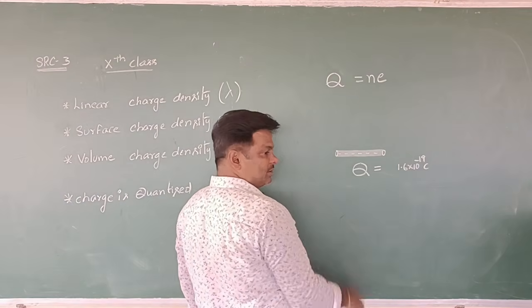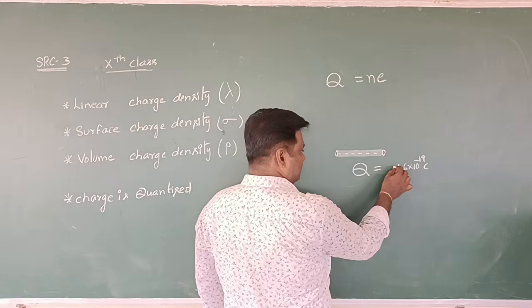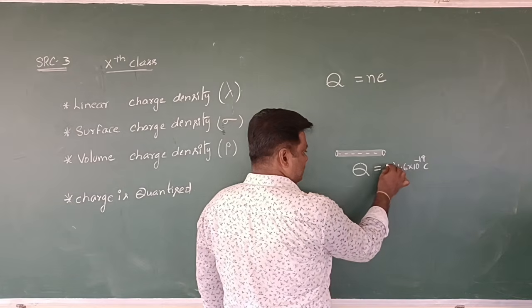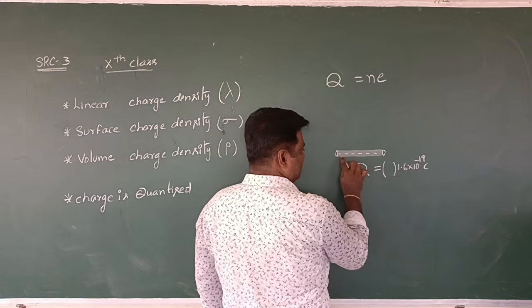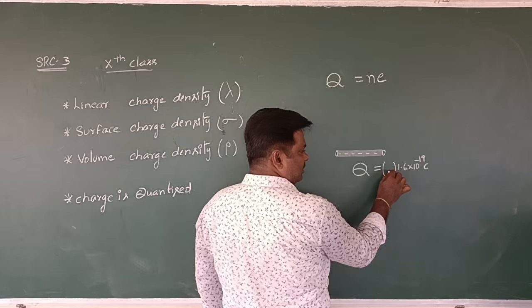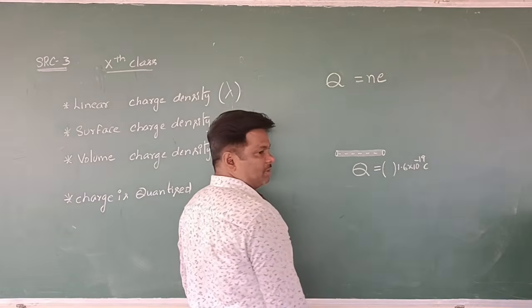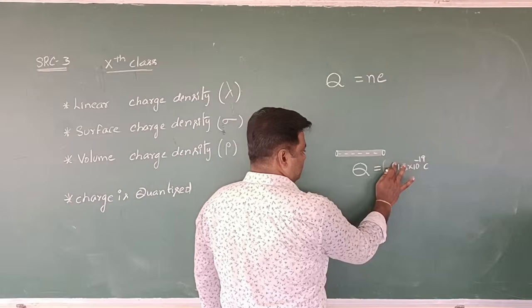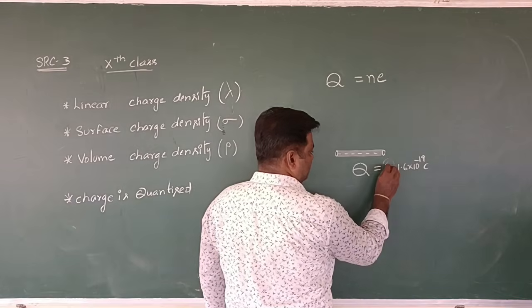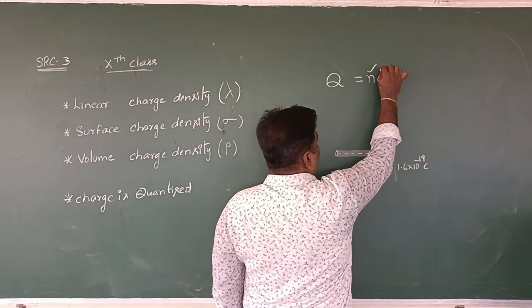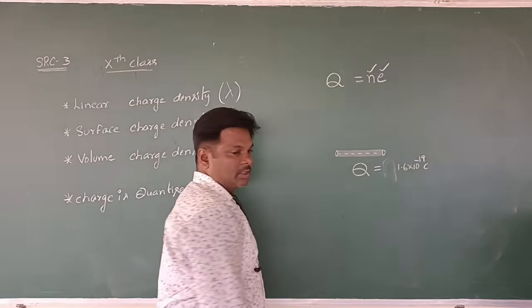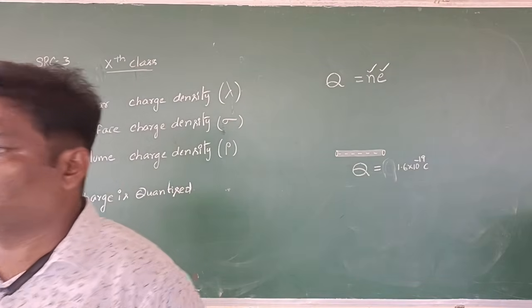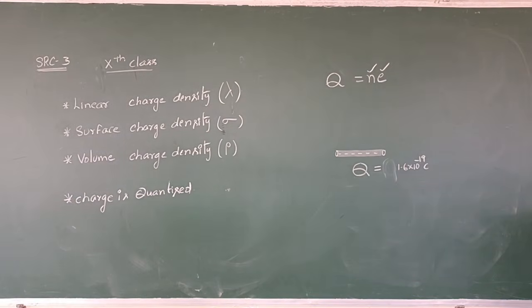How many charges? That number you need to write here. Suppose here there are 6: 6 into 1.6 into 10 to the power of minus 19. Or if nothing is given to you, then you can write n, the number of electrons. This is called charge is quantized.